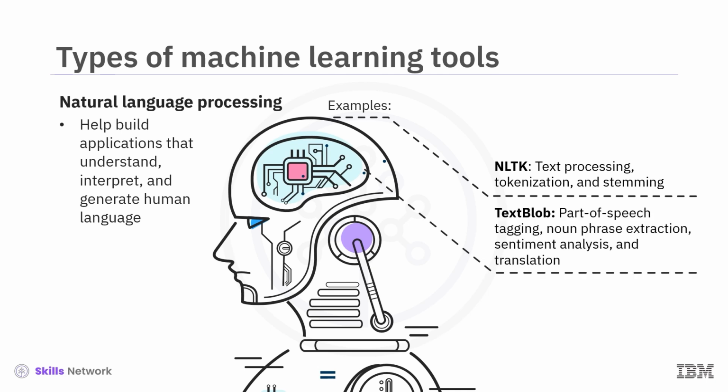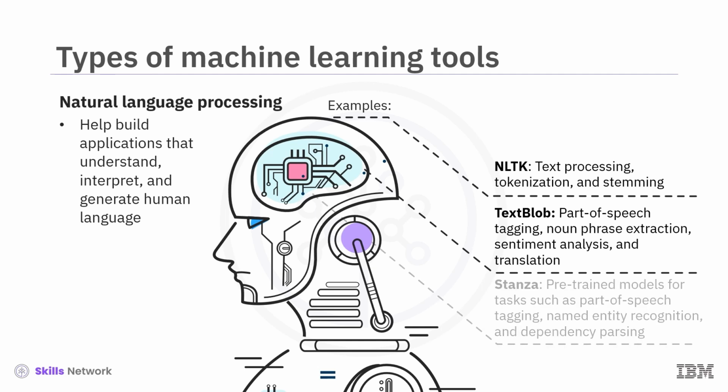TextBlob is a library for tasks like part-of-speech tagging, noun phrase extraction, sentiment analysis, and translation. Stanza is an NLP library from the Stanford NLP group with accurate pre-trained models for many NLP tasks, including part-of-speech tagging, named entity recognition, and dependency parsing.